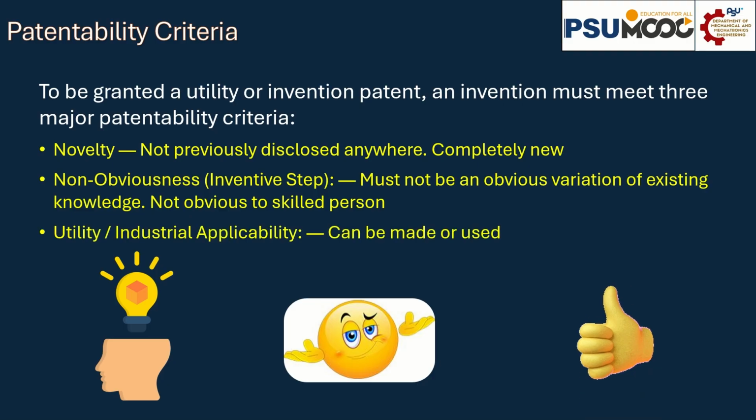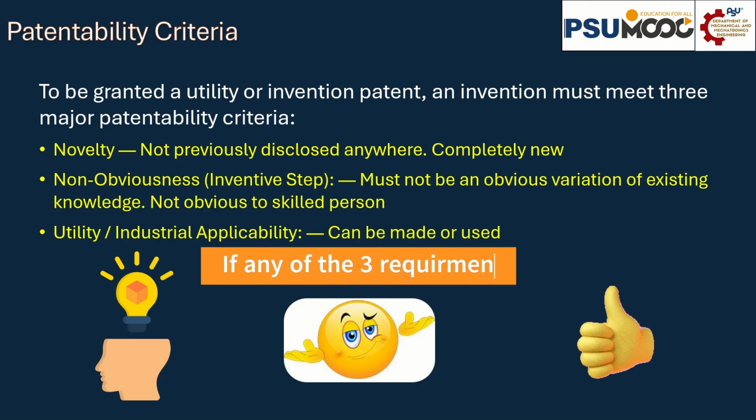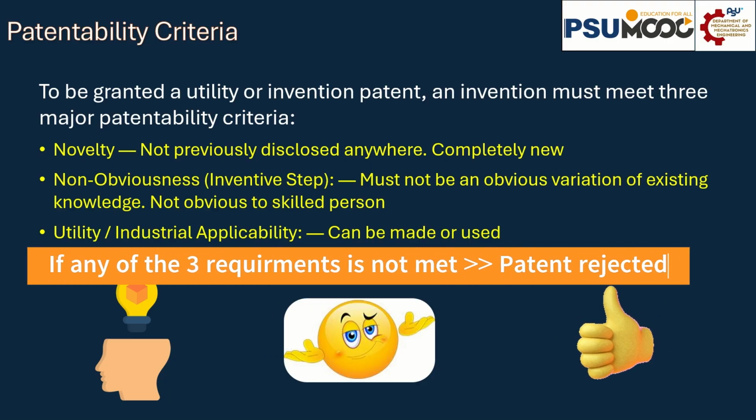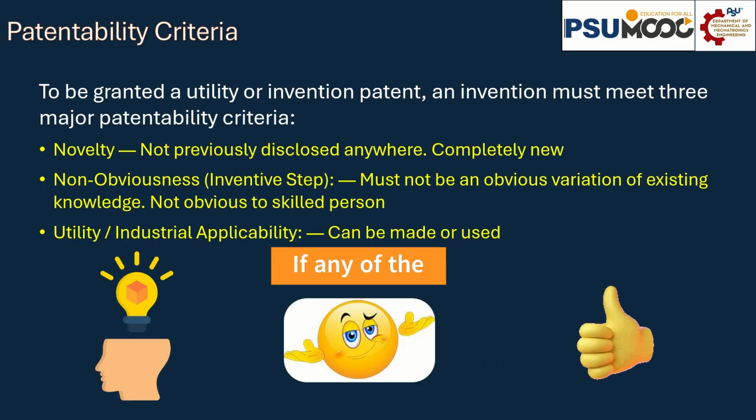Third is industrial applicability or utility. The invention must have a practical use and be capable of being made or used. If any of these requirements are not met, the patent application is likely to be rejected.